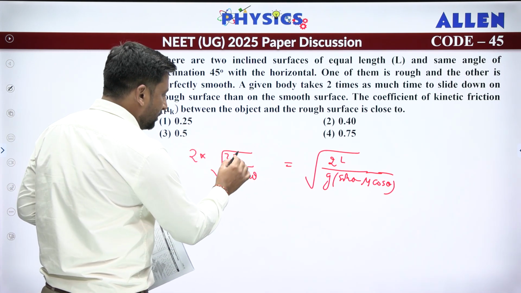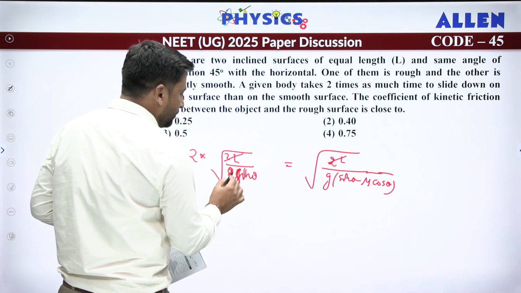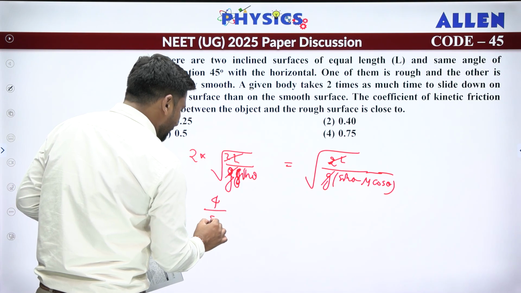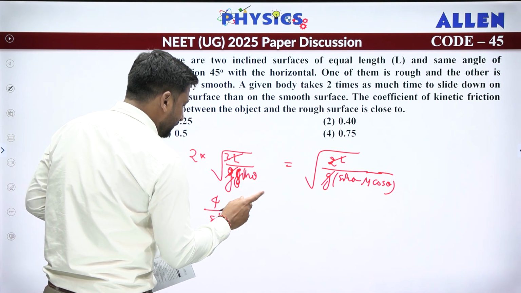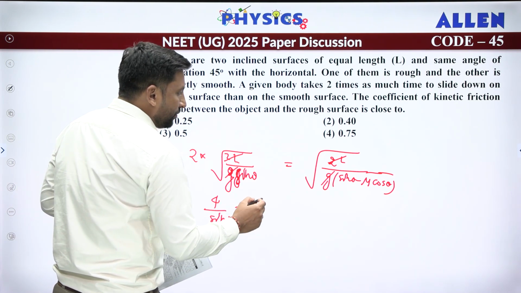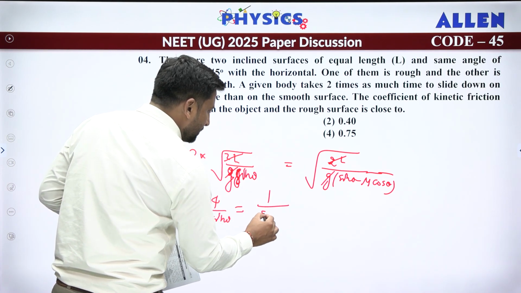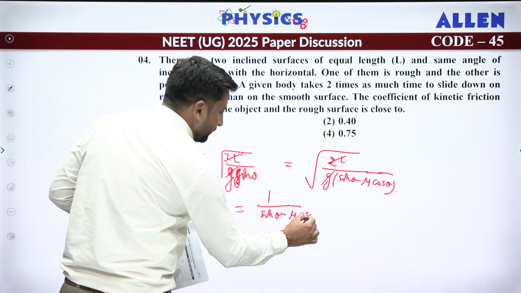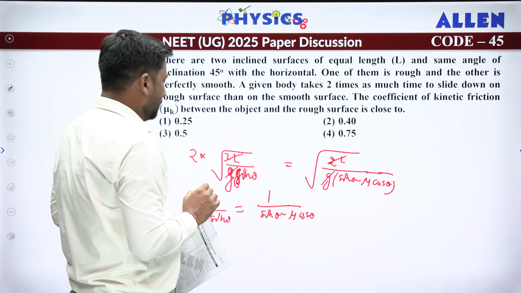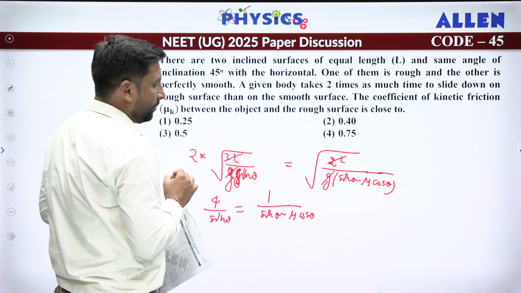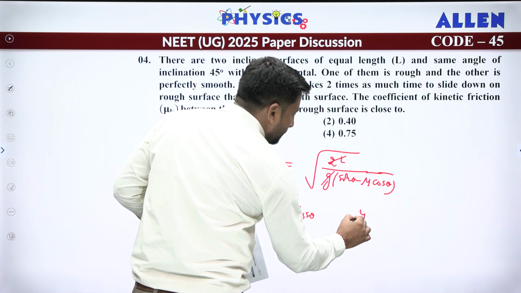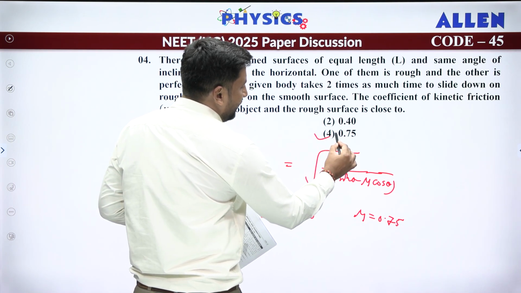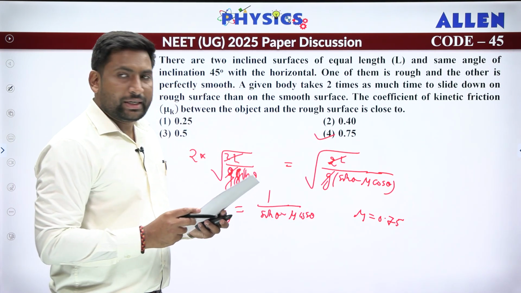If you solve this, what will you get? Square both sides, the 2L will cancel out, g will cancel out. What will we get from here? We'll get 4 by sin theta is equal to 1 divided by sin theta minus mu cos theta. Just cross multiply, and you will get mu as 0.75. So option 4 will be correct for it. It is 0.75.